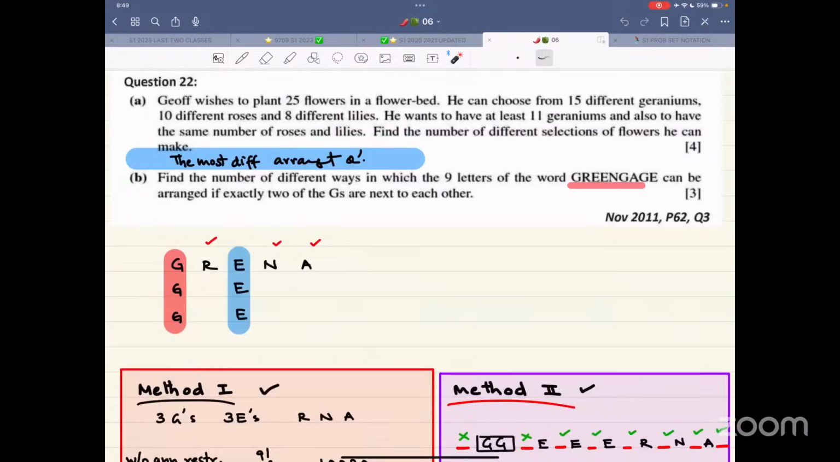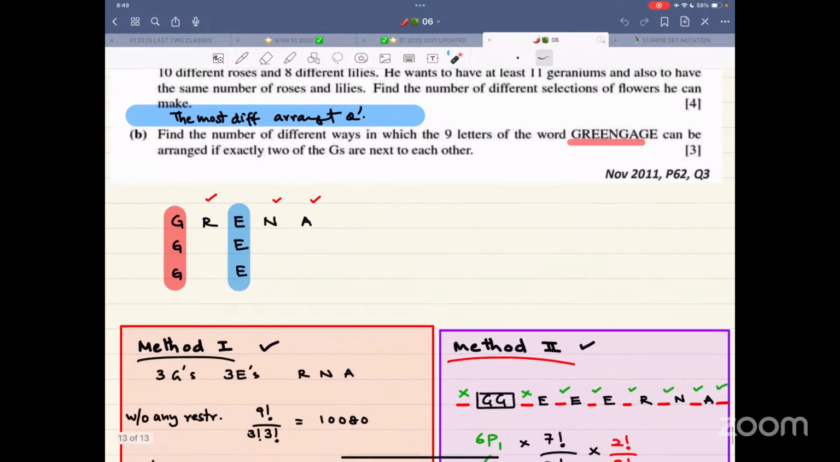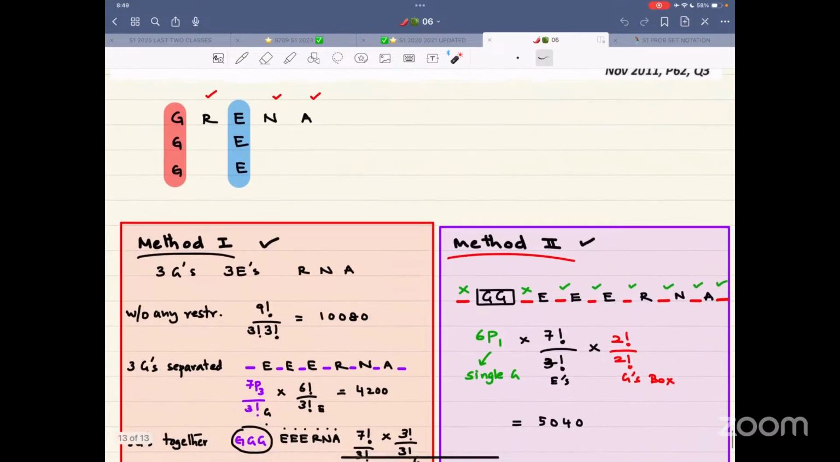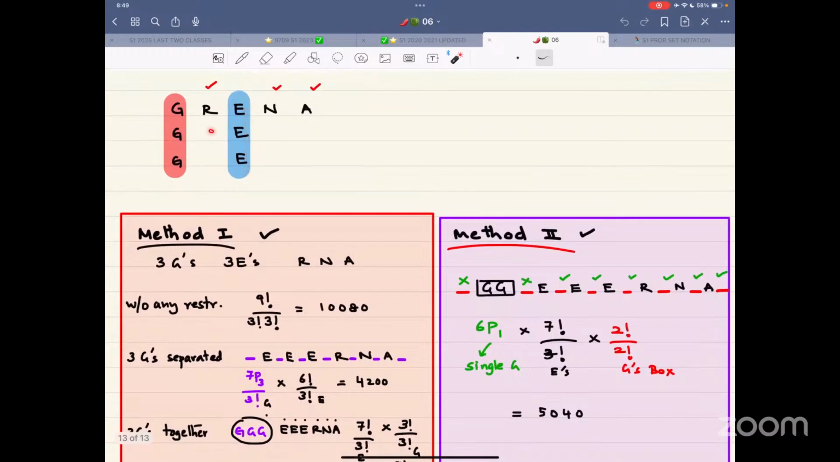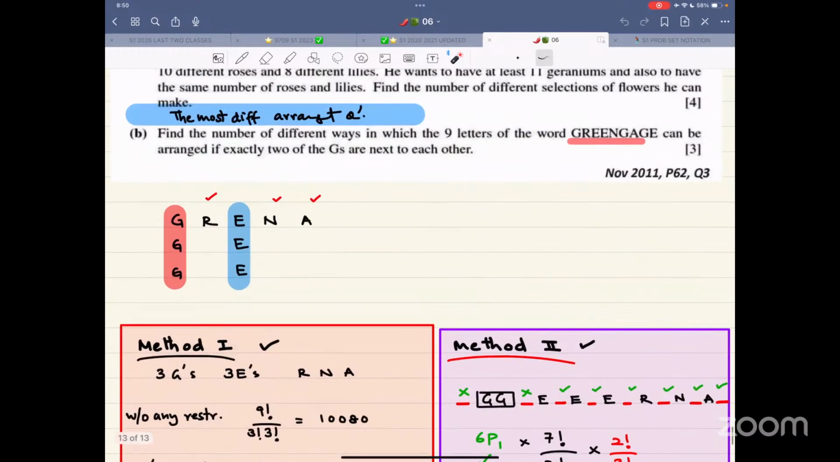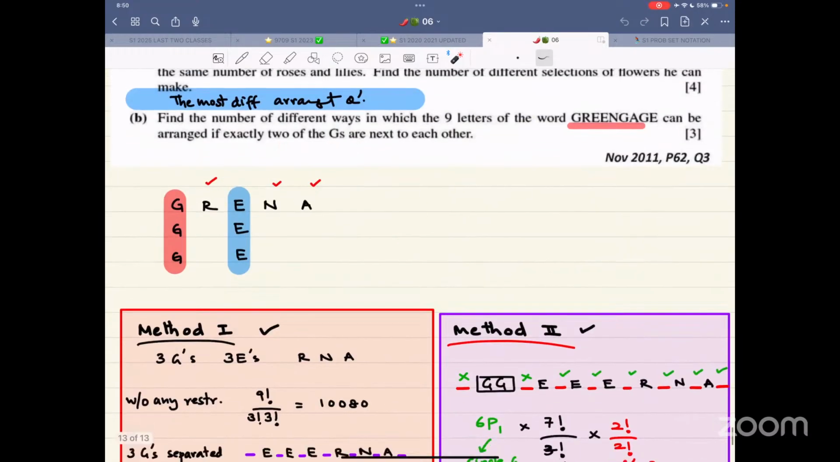Now, this very famous question, GREEN GAUGE, one of my favorite. Find the number of different arrangements in which the 9 letters of the word GREEN GAUGE can be arranged if exactly 2 of the G's are next to each other. So in GREEN GAUGE, there are 3 G's, there are 3 E's, there is R, N, and A. Now, exactly 2 of the 3 G's are next to each other.